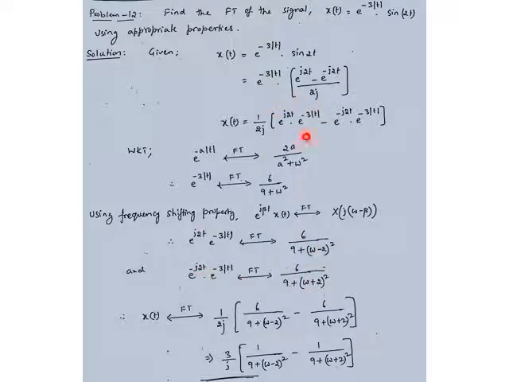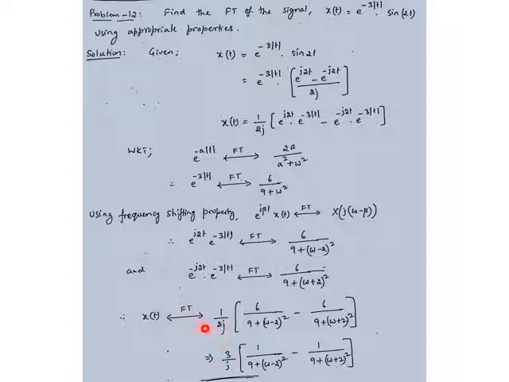For the second term, e to the power minus j2t into e to the power minus 3 magnitude of t, its Fourier transform should be 6 by 9 plus omega plus 2 whole square. So with the help of frequency shifting, I got these two terms. Now I'll go back and write x of t. Its Fourier transform should be 1 by 2j constant, for the first term 6 by 9 plus omega minus 2 whole square, minus the second term 6 by 9 plus omega plus 2 whole square.